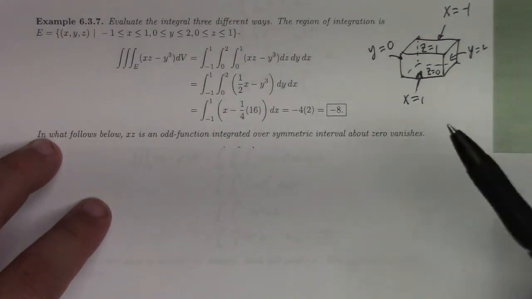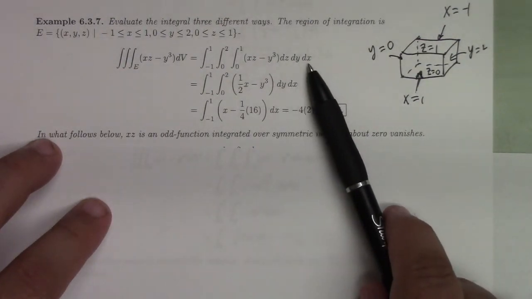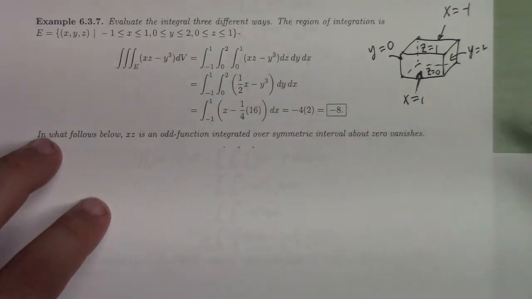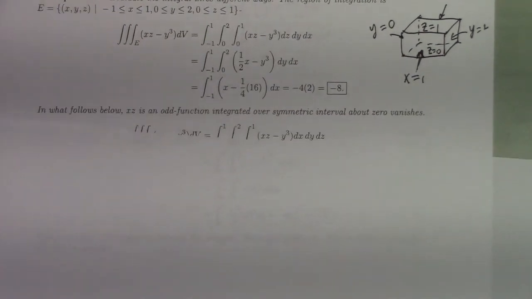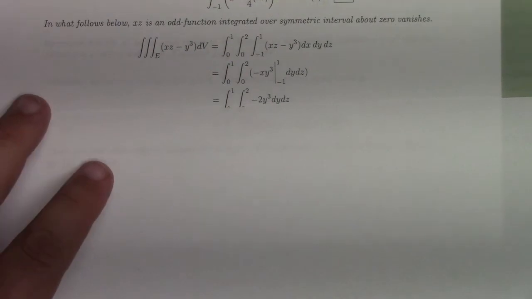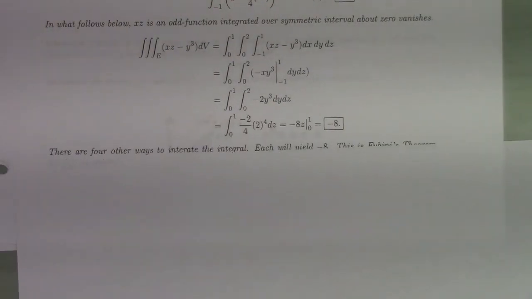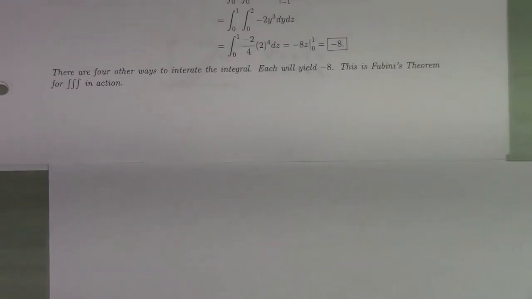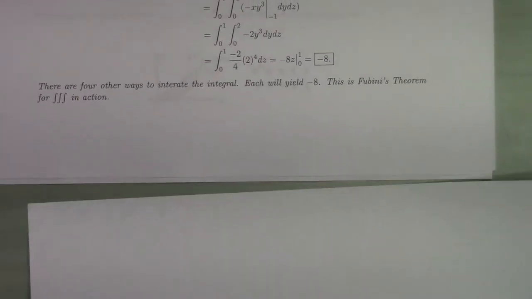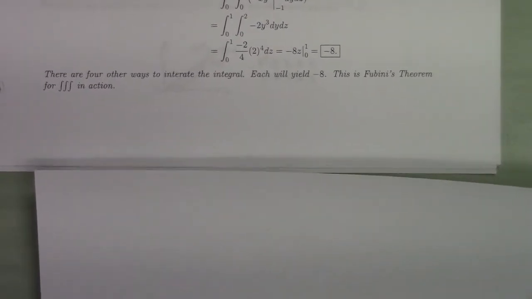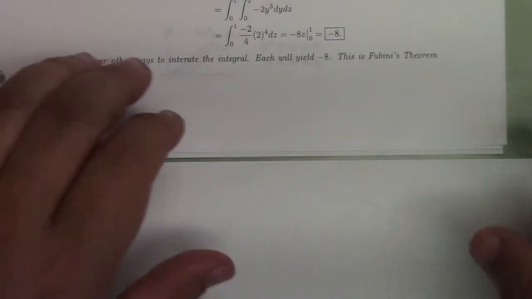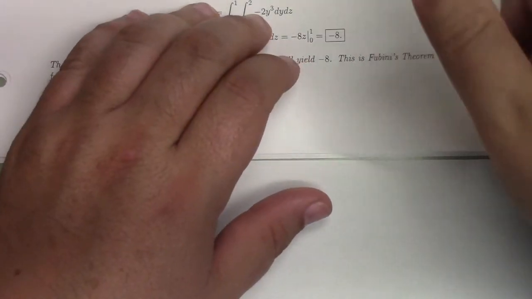And one way to set it up, of course, would be to do z first, then y, then x, right? But you could just as well do x first, then y, then z. Of course, when you do that, you'll also get the same answer, right? And if you think about it, there are 4 other ways to evaluate the integral, and each will yield -8. That is essentially Fubini's theorem.